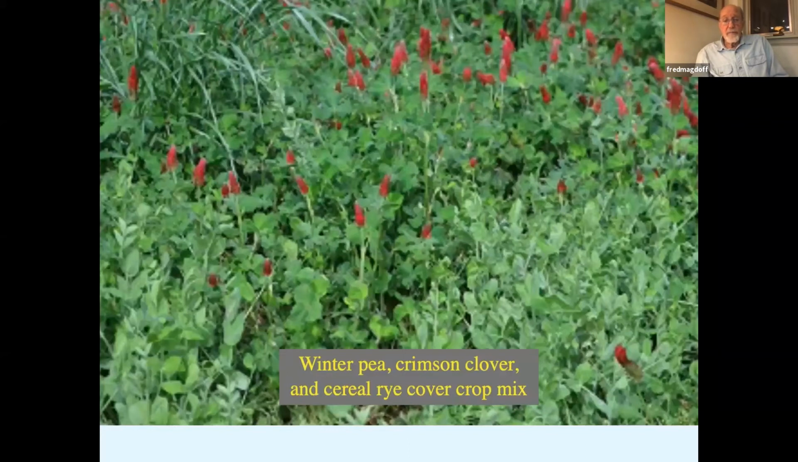People are using cover crop mixes. Some are using 7, 8, 9, 10 crops. This is winter peas, crimson clover, and cereal rye as a mix, but the mixes have become very popular.